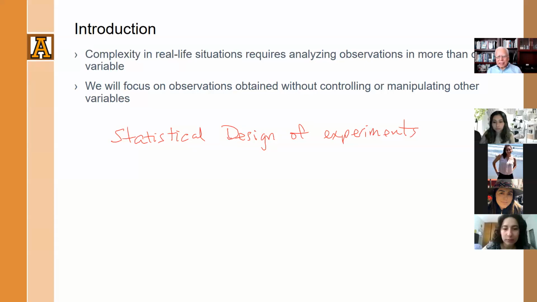In an industrial process, you may want to estimate the effect of changing the temperature and the viscosity to see what happens with the hardness of the material that you are producing. So in many cases, you manipulate variables to observe a response. The cases we're working with here are not like that. What we're dealing with in this course is observations that were obtained without controlling or manipulating other variables.